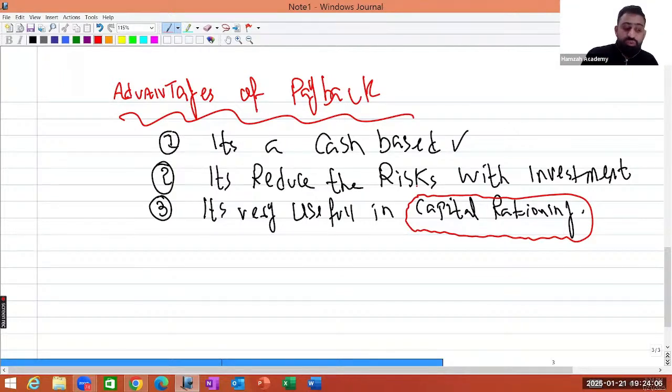Now, payback period is useful in capital rationing. How is it useful? Because in payback, you will select those projects which have short payback, which have minimum payback. So that means the money will come back with a return soon. When the money returns back, you can reinvest those cash flows in other projects which you were not able to invest in earlier. So that's why the payback period is also useful in the capital rationing situation.